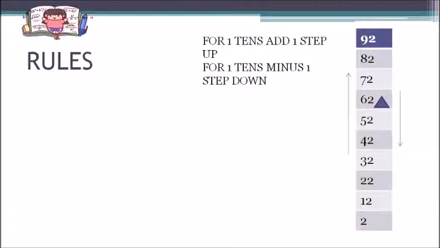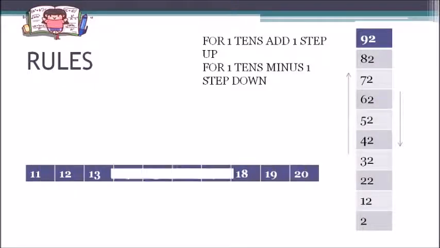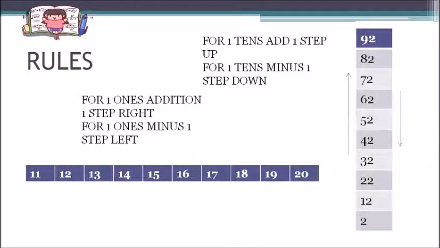Now let's look at some rules for the ones. Can you identify whether this is a row or a column? This is a row. So for 1 ones addition, you can take one step towards right. And for 1 ones subtraction, you can take one step towards left. Suppose you are standing at the position of 14. Now someone asks you to add 1 to 14. Then what do you have to do? You have to take one step towards right and you will reach 15. So whenever you are doing addition in case of ones, you will go towards right.